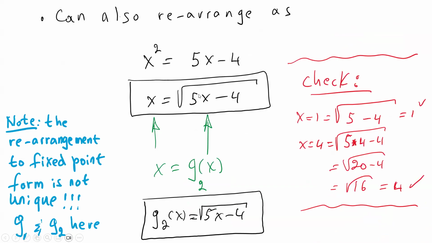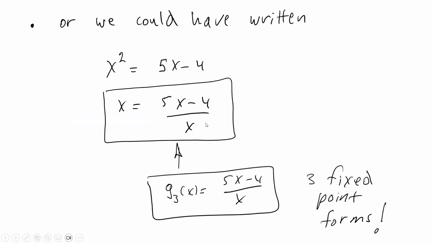As I mentioned before, the rearrangement to fixed point form is not unique. This is the second rearrangement for these functions. And we could also have written these functions in this format, and this is the third fixed point form for these functions. Now I'm going to choose the first two rearrangements, or two fixed point forms, and investigate with two initial guesses, meaning 2 and 5.